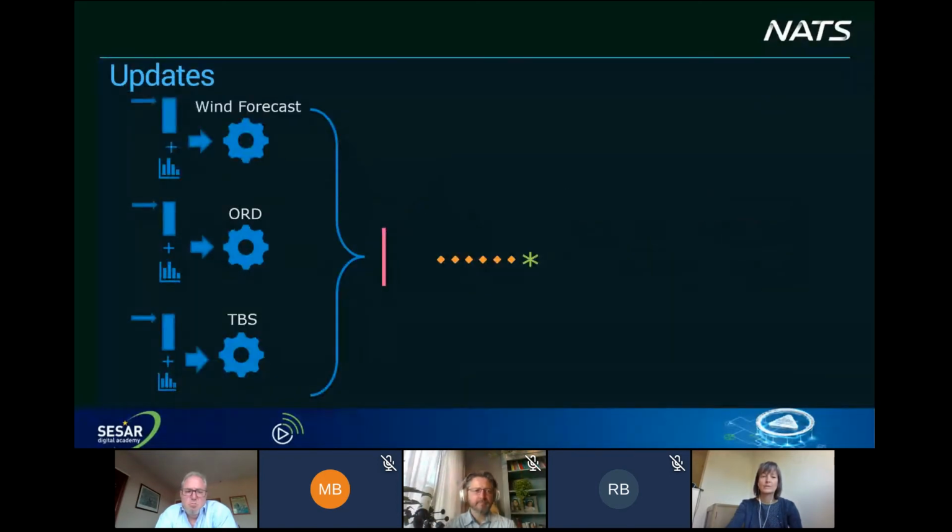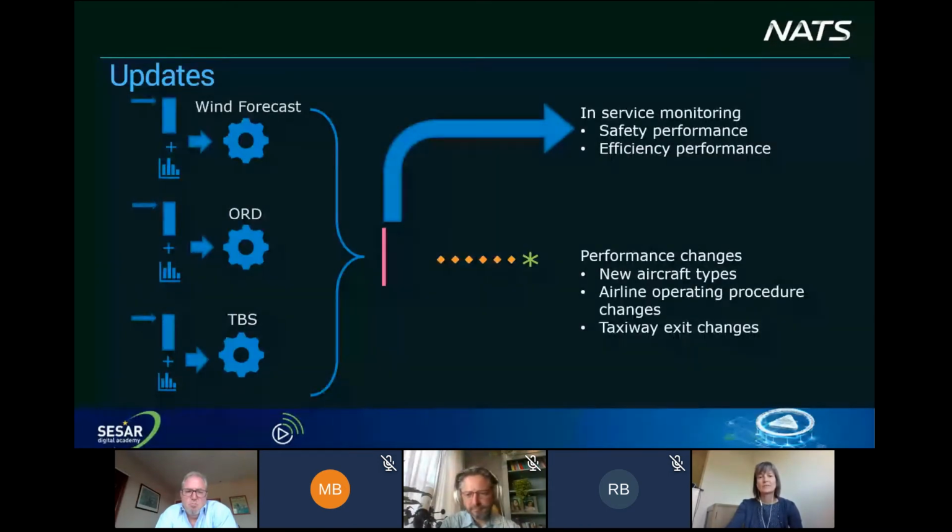Of course, the minute you put the tools in, they go out of date. We do in-service monitoring to ensure that the safety requirements are maintained and that it's operating as we expect. And so if we see anything that's not quite as expected, then adjustments can be made if needed. Also, the parameters of the tools can be updated or retuned, as there may be changes in aircraft types, airline operating procedures, or potentially taxiway exit changes, which may change the ROT spacing. And all these would need to be fed back into the system. So that gives a brief update of the current ETBS system.